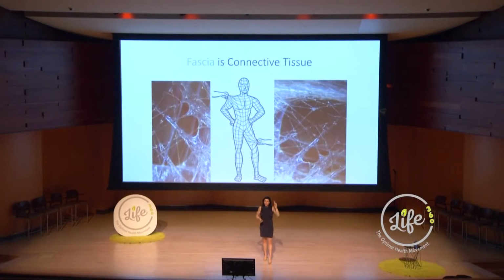Now, the image in the center is very useful because I want you to think of your fascia as your birthday suit. It's the organ of form. And those two images on the side are actually fascia magnified 25 times. It looks like cobwebs. So it's literally the cobwebs that make you who you are.